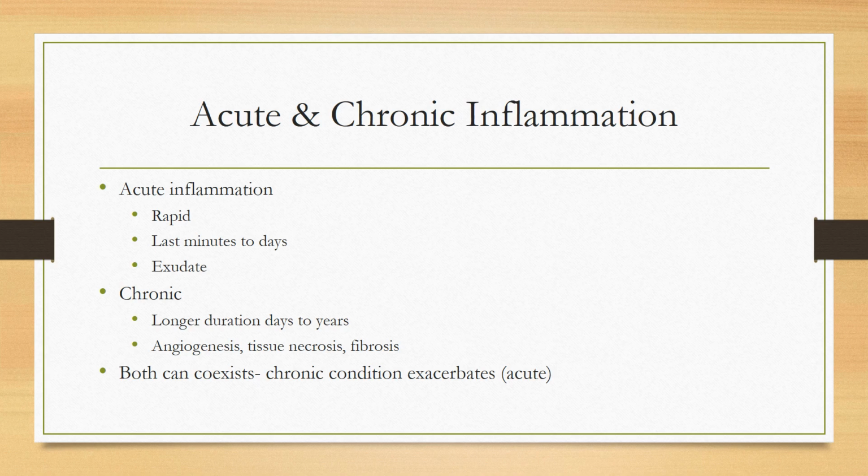With chronic inflammation, it lasts longer with the duration, and it can last days to years, usually associated with the proliferation of blood vessels, which is referred to as angiogenesis, tissue necrosis, and fibrosis. Which fibrosis, when you hear that word, you should think scarring. So here, basically the inflammatory response just will not cut off. Now, acute and chronic inflammation can occur at the same time. We can have someone with a chronic condition and they have like an exacerbation of that condition that is an acute episode of that. And so you can basically see that happening at the same time.